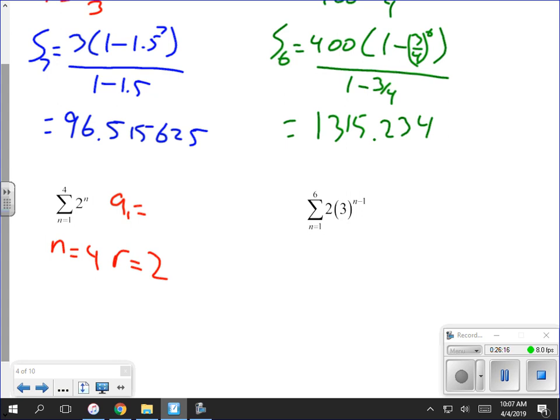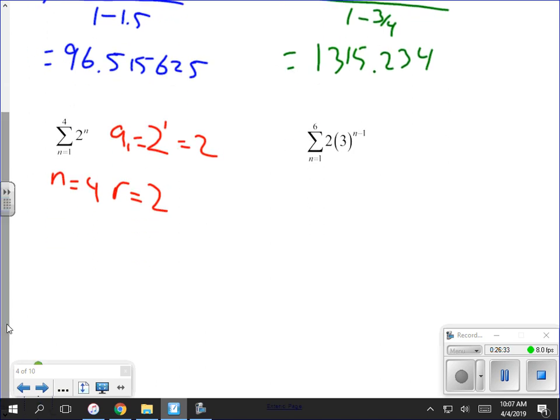So what do I do? I go, okay, 2 to the first, which is 2. And that's what you want to do. You want to plug it in and set it up. Plug in 1, see what you get. That's your first term. And then go from there and plug it in the formula. So the sum of the first 4 is the first term 2 times 1 minus 2 to the 4th divided by 1 minus 2.